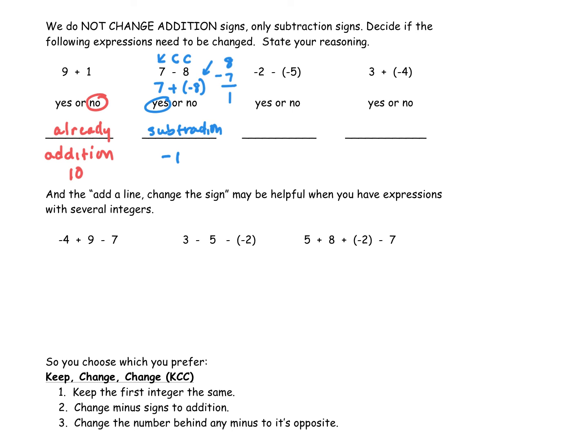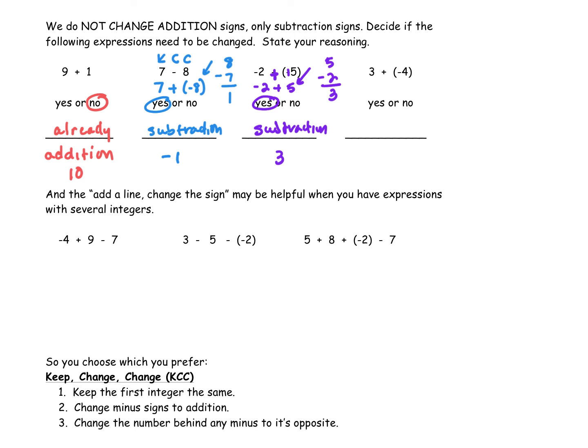Our next example, I see a minus again. So we're going to change that minus using add a line. Here's the minus. So I'm going to add a line and I'm going to change the sign. So we're rewriting this to -2 plus +5. And yes, we wanted to change that because it was subtraction. And now we've changed it to addition. And we can use our addition rules that state if they're different signs, we subtract. And we use the sign of the number with the highest absolute value. So this would be +3.